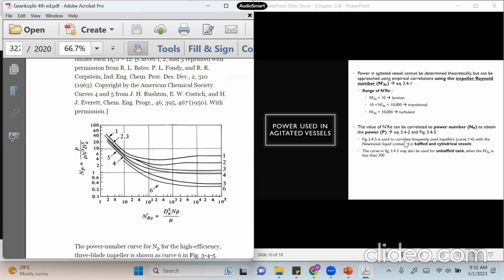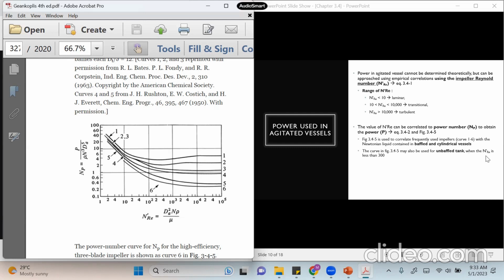Now, the figure 3.4-5 is actually used to mix the Newtonian liquid contained in a baffled and cylindrical vessel. So if the vessel shape is not cylindrical but cubes, then we cannot use this figure. And it's designed for a baffled tank. However, can I use it for a non-baffled tank? Yes, you can use it for a non-baffled tank.